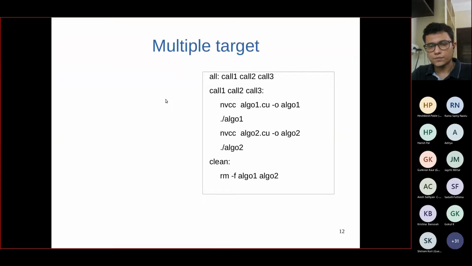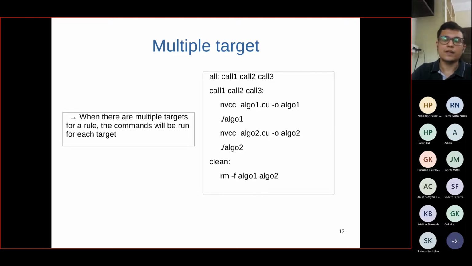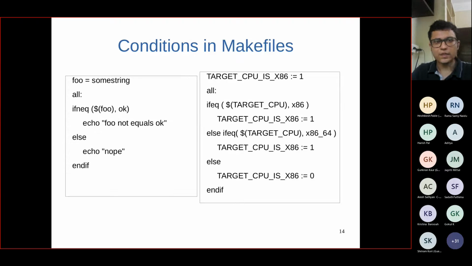Okay, so I hope that this one is clear. This multiple targets is clear, that we can specify multiple targets, and based on the calls that are made, they'll be run each time whenever the call is made from the all target. Now we saw variables and multiple targets and all these things.